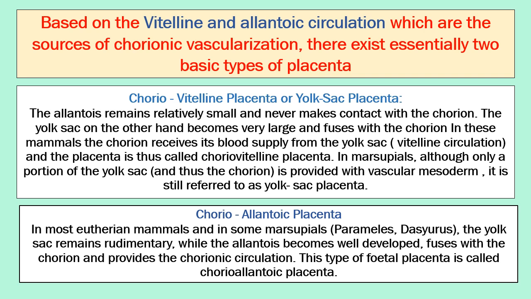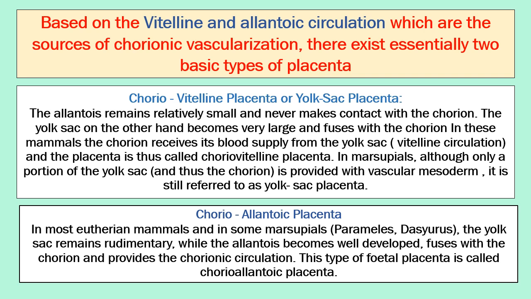In choriovitelline placenta, the allantois remains relatively small and never makes contact with the chorion. The yolk sac, on the other hand, becomes very large and fuses with the chorion. In these mammals, the chorion receives its blood supply from the yolk sac or vitelline circulation, and the placenta is thus called choriovitelline placenta. However, in marsupials, although only a portion of the yolk sac and thus the chorion is provided with vascular mesoderm, it is still referred to as yolk sac placenta.